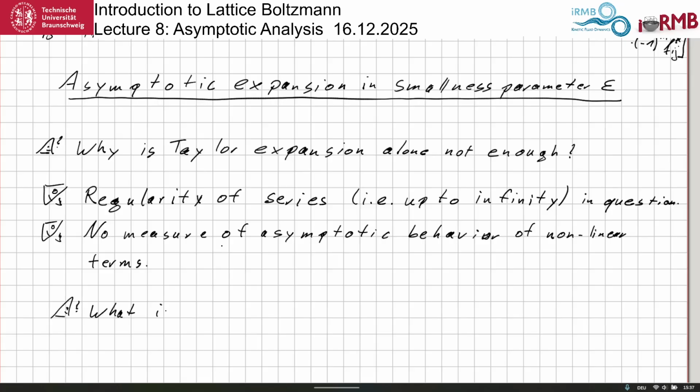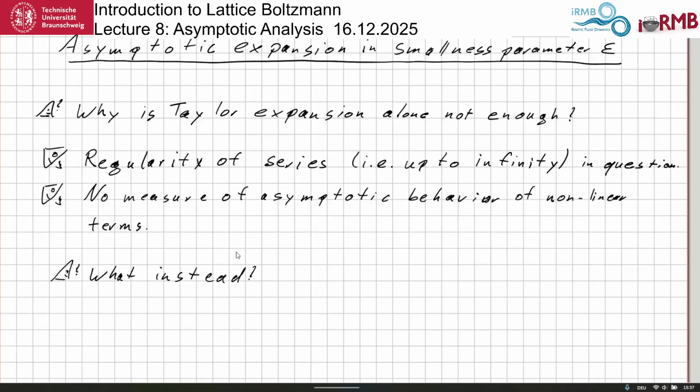Okay, what is all of this now about? What do we do instead? I should say we are not doing anything instead of the Taylor expansion. We use the Taylor expansion. We just do something on top of it. So the Taylor expansion will always be present. And now we have to go very briefly to the very, very basics of numerics. This is something that is in almost all of my lectures.